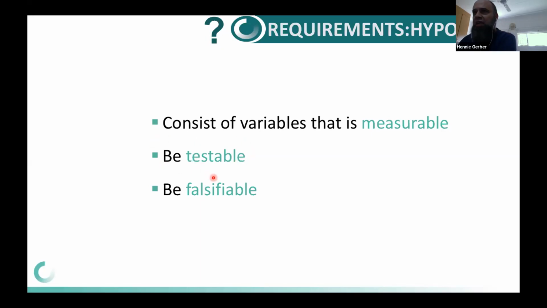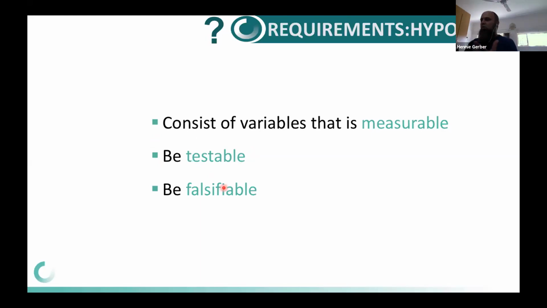And then the third thing is it must be falsifiable. Now, what does that mean? You must be able to falsify the statement that you make. In statistics, we have a null hypothesis and an alternative hypothesis. The null hypothesis is usually the status quo, and then the alternative is usually the research hypothesis.